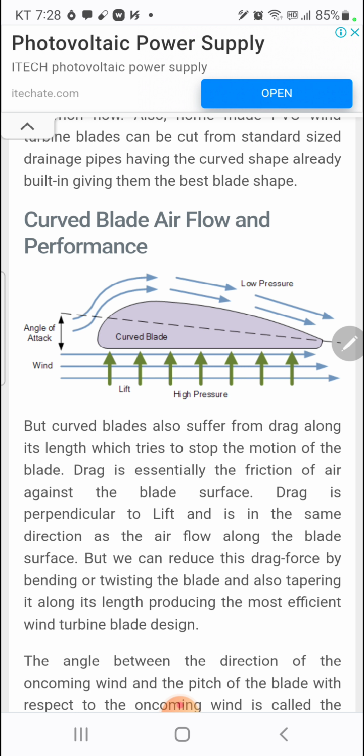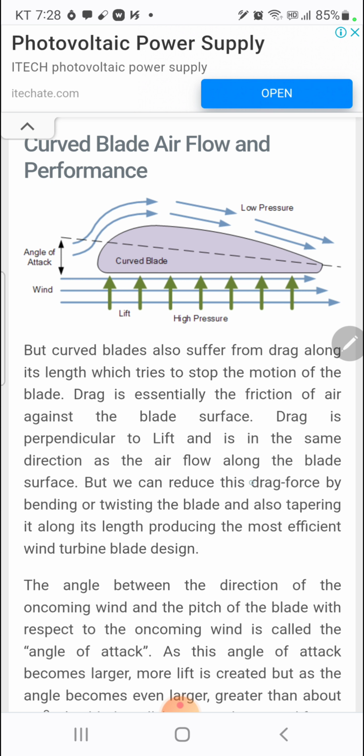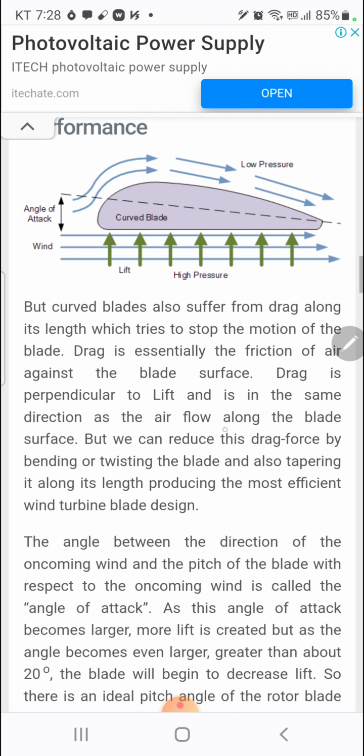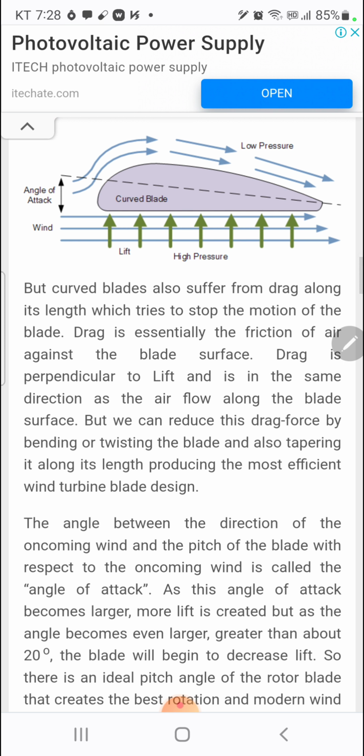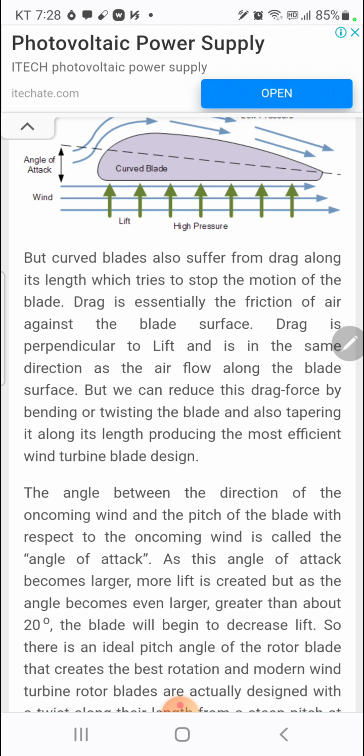But the curved blades also suffer from drag along their length, which tries to stop the motion of the blade. Drag is essentially the friction of air against the blade surface. Drag is perpendicular to lift and is in the same direction as the air flow along the blade surface. But we can reduce this drag force by bending or twisting the blade and also tapering it along its length, producing the most efficient wind turbine blade design.